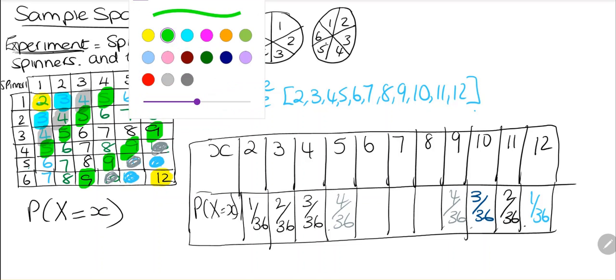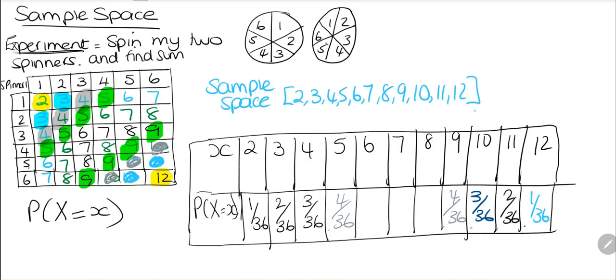so let's just get another highlighter. So we have 1, 2, 3, 4, 5. So this is 5 out of 36. And our 8, 1, 2, 3, 4, 5. This is the same, 5 out of 36. And then 7. So we have 1, 2, 3, 4, 5, 6. So 6 out of 36, which we could write as a sixth.